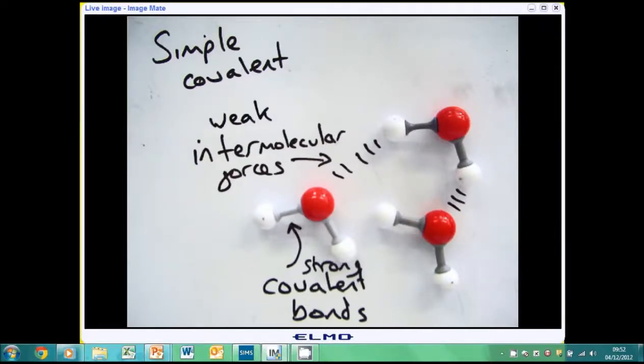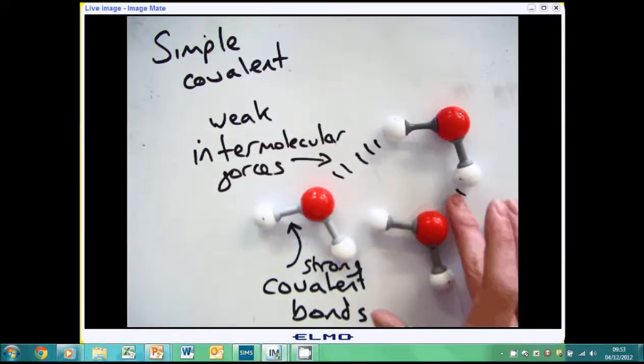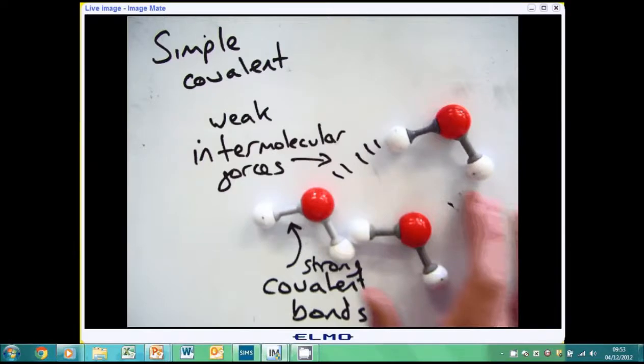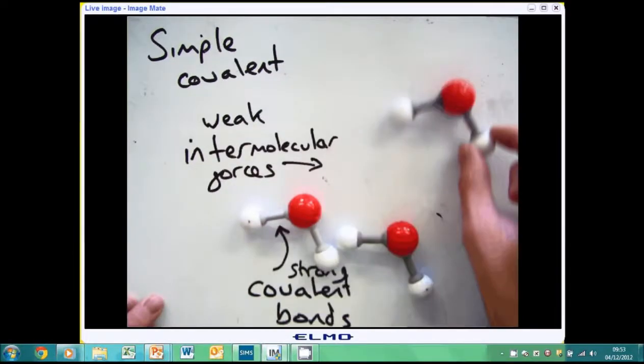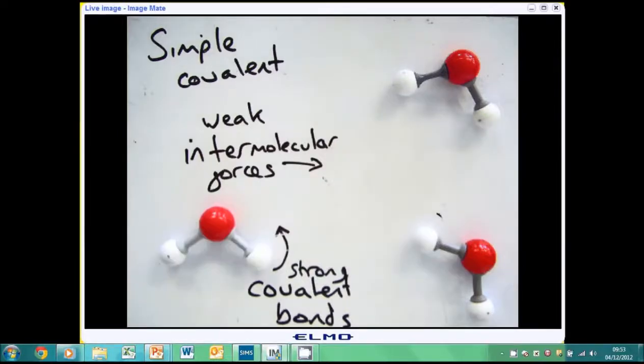So for example, water has a boiling point of 100 degrees and a melting point of 0 degrees because you're breaking these weak intermolecular forces. Once the forces break, the molecules can move and turn into a gas.